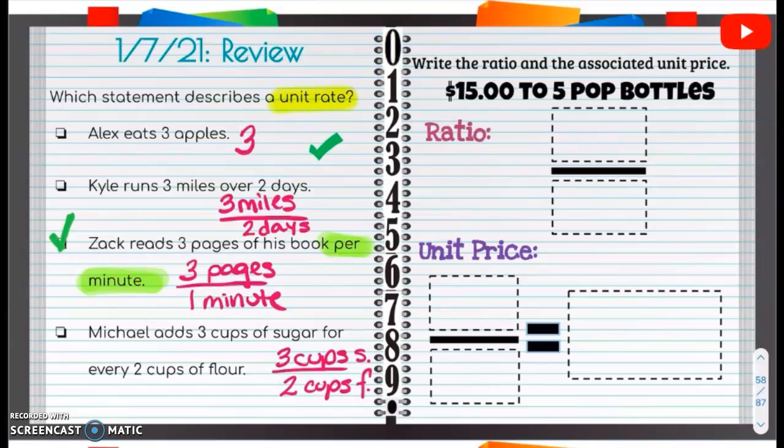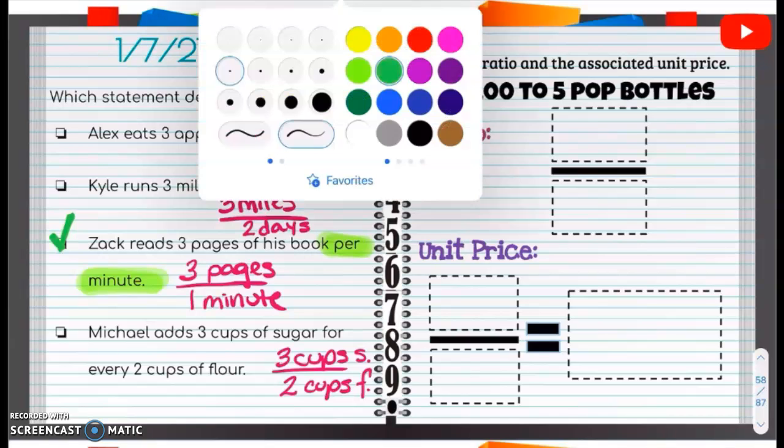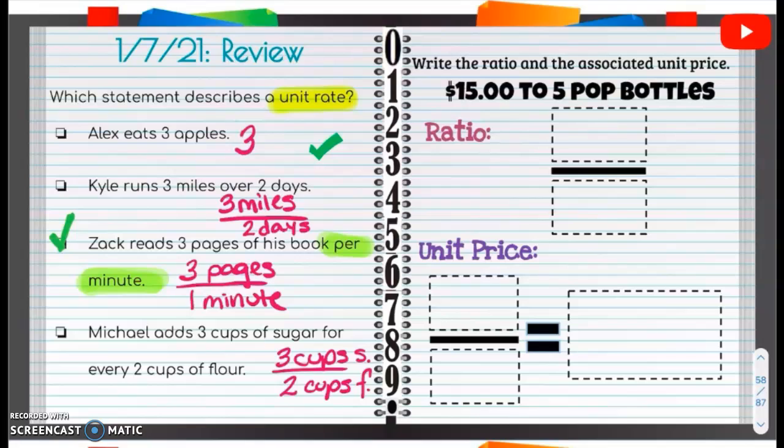Let's go ahead to our next one. Write the ratio and the associated unit price. $15 to 5 pop bottles. So we have $15 to 5 pop bottles. Remember, money on top. So $15 for 5 pop bottles.